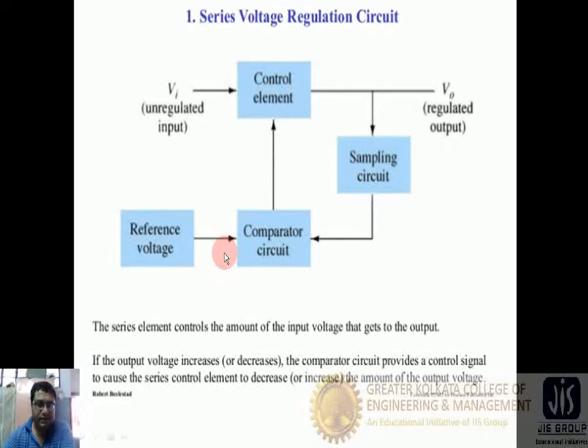The series element controls the amount of the input voltage that gets to the output. If the output voltage increases or decreases, the comparator circuit provides a control signal to cause the series control element to decrease or increase the amount of output voltage. So this is a block diagram of a series voltage regulation circuit.